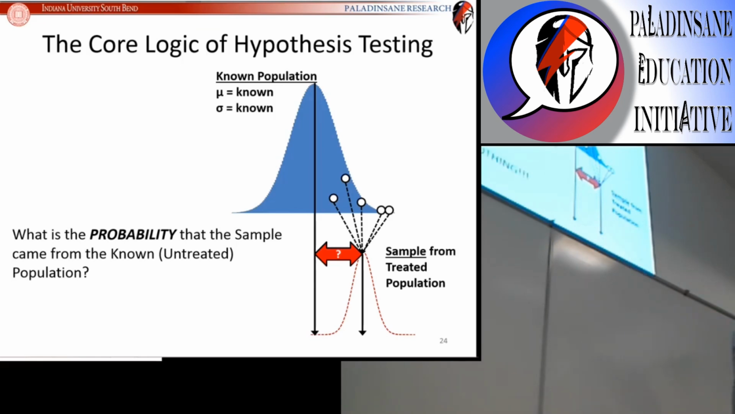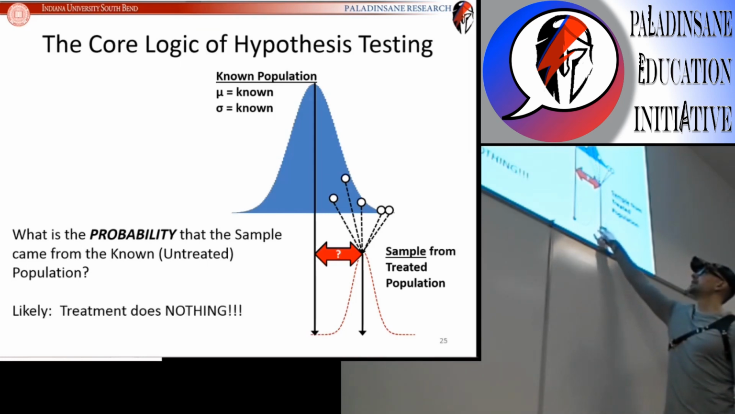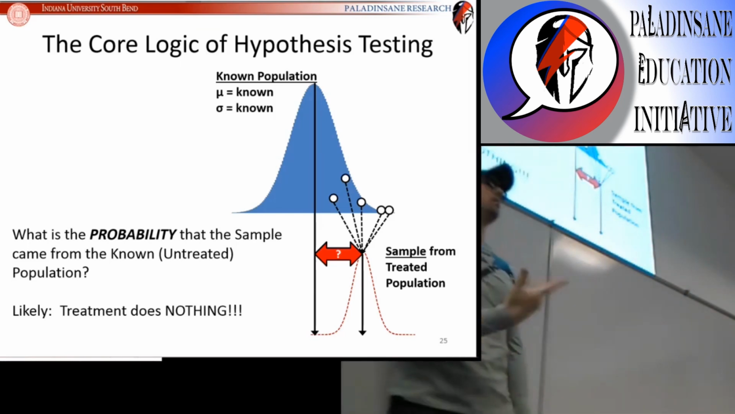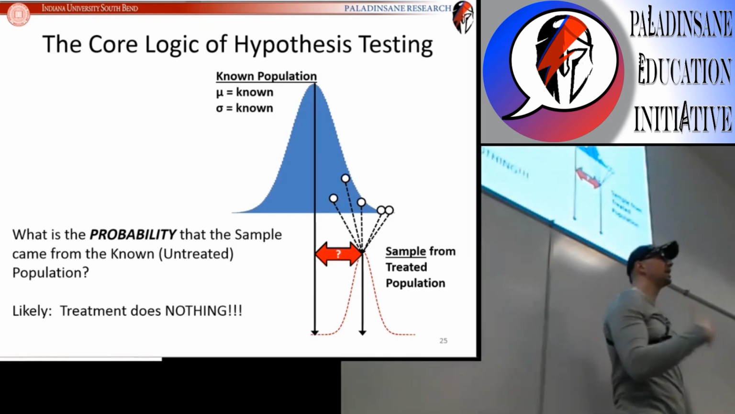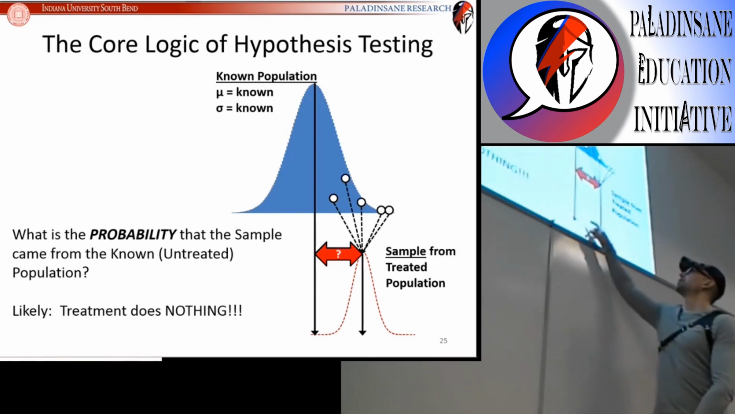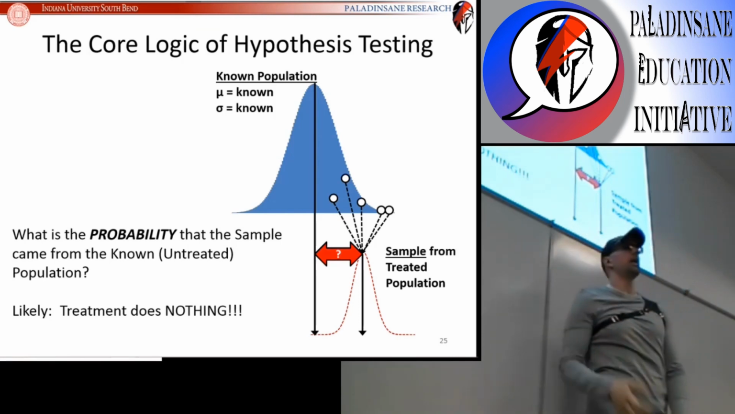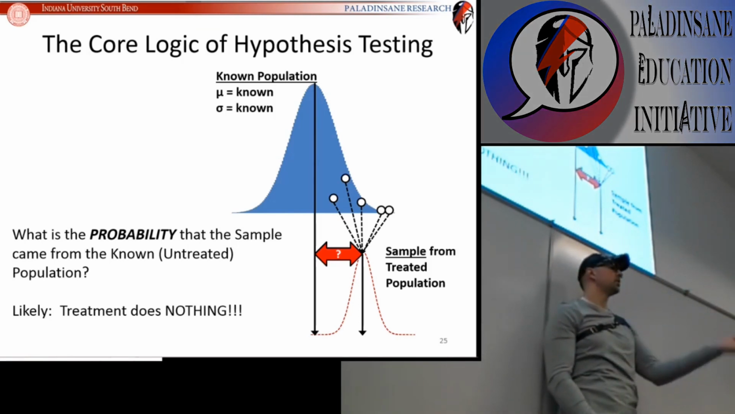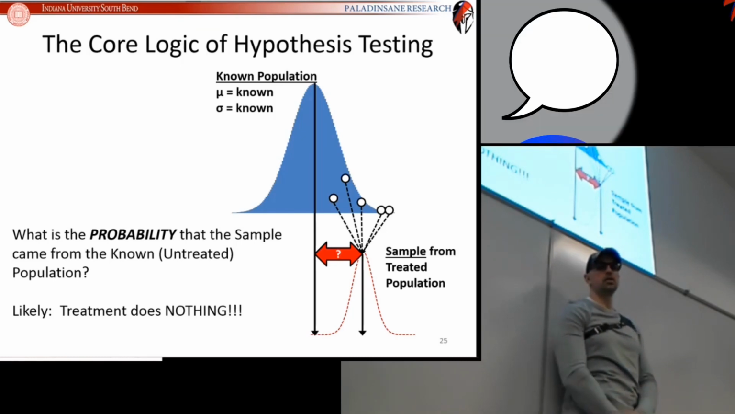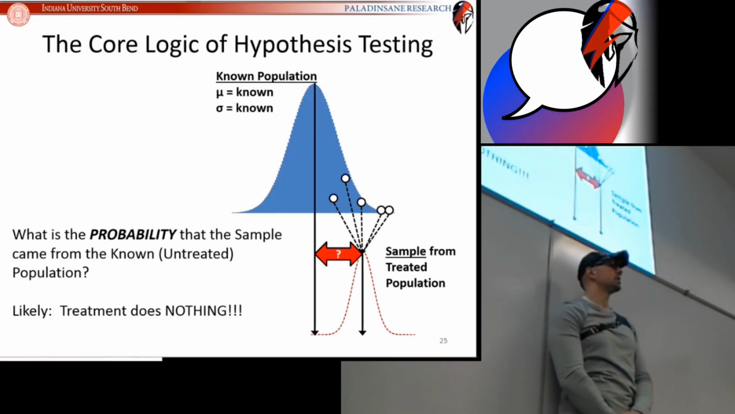So what we do is if this sample here is likely to have come from the population, if it's highly likely that you could have chosen a sample that produced this difference that you saw, well then we say that the treatment hasn't done anything, right? That your sample still probably belongs to the untreated population, and we accept the null hypothesis.